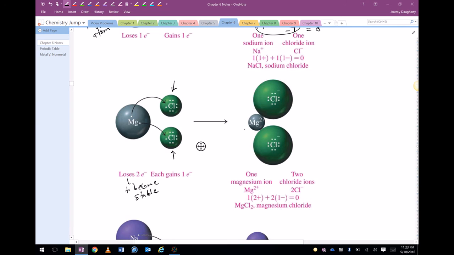Why? Because magnesium is positive 2. Chloride is negative 1. Well, positive 2 and negative 1 does not equal 0. So I need another negative 1. Now that equals 0.